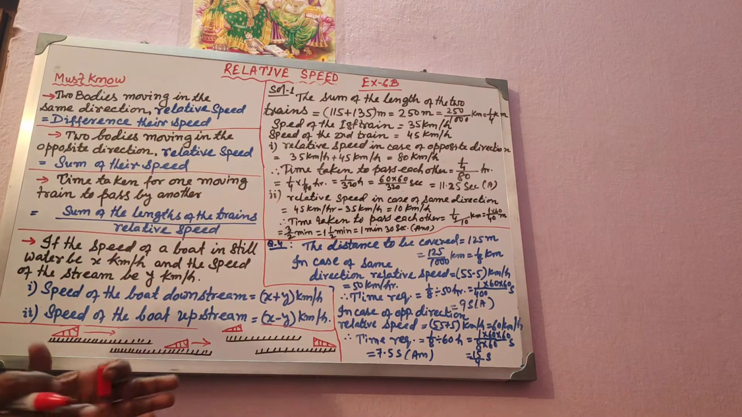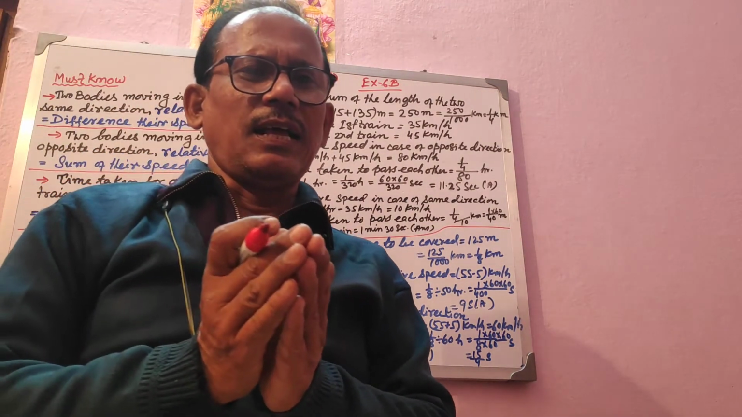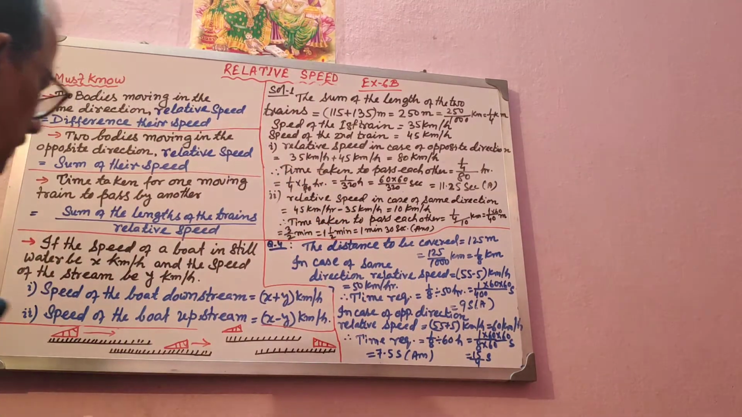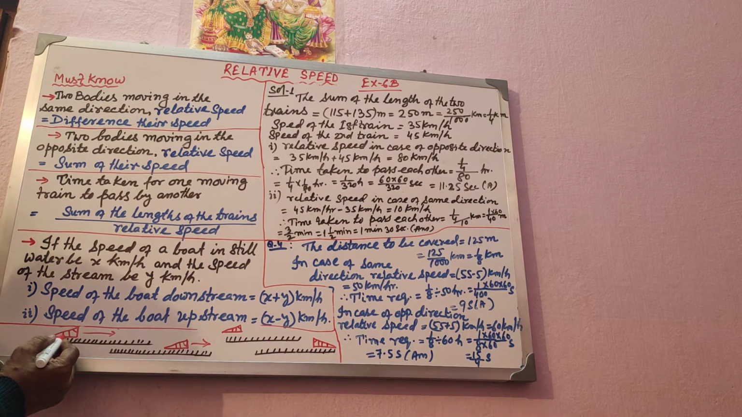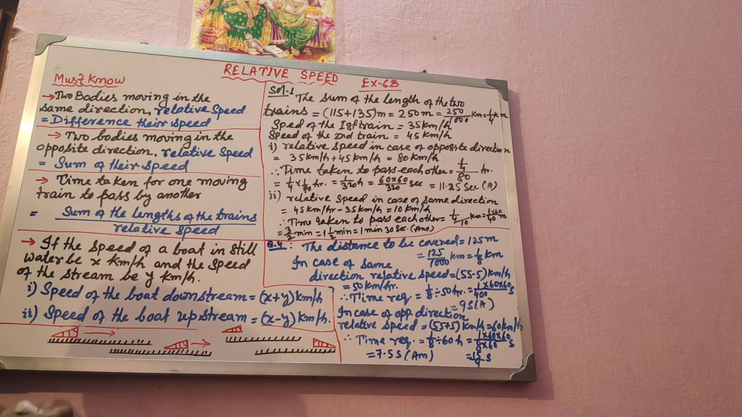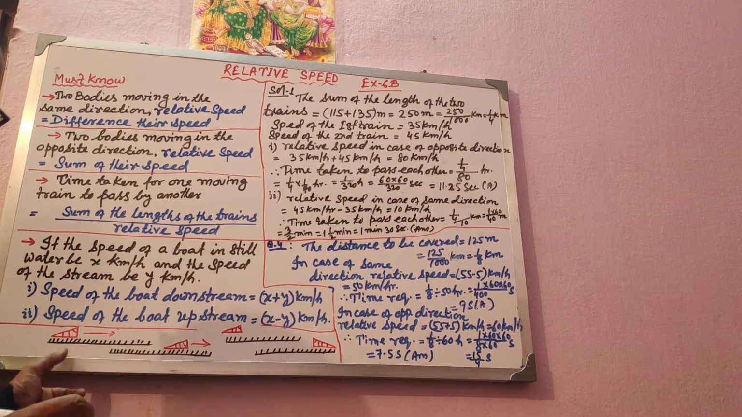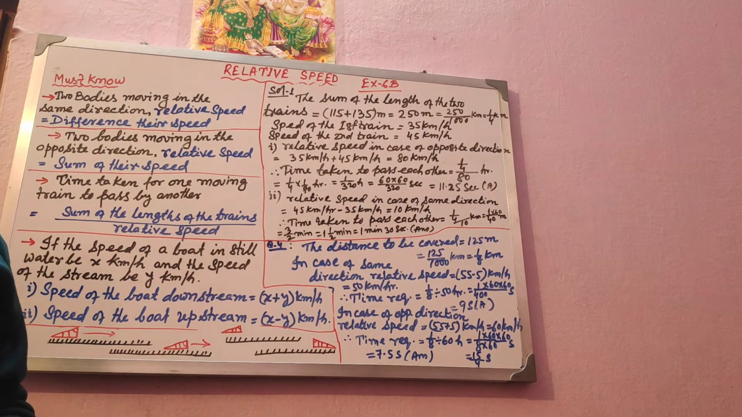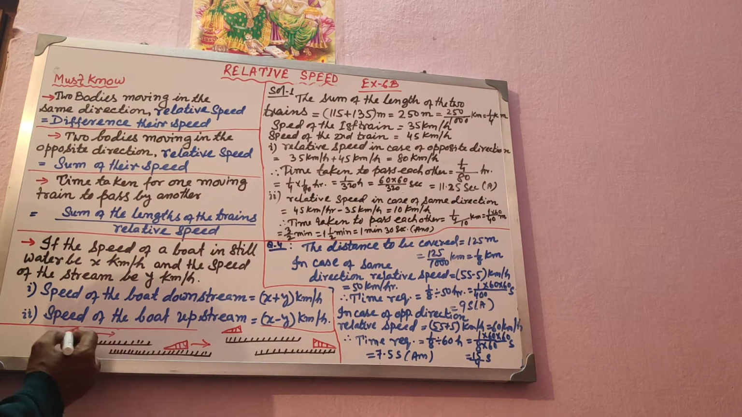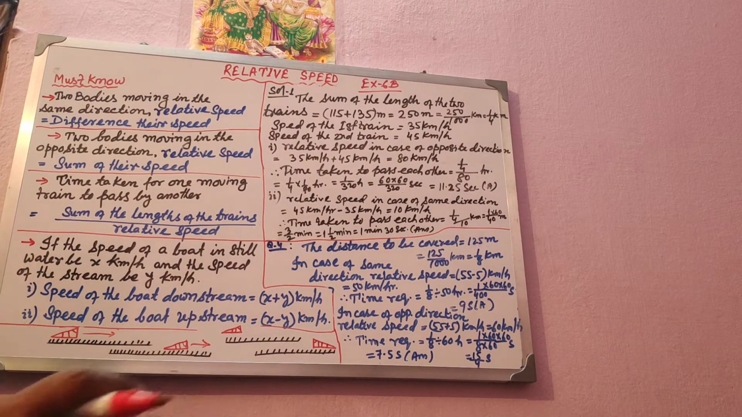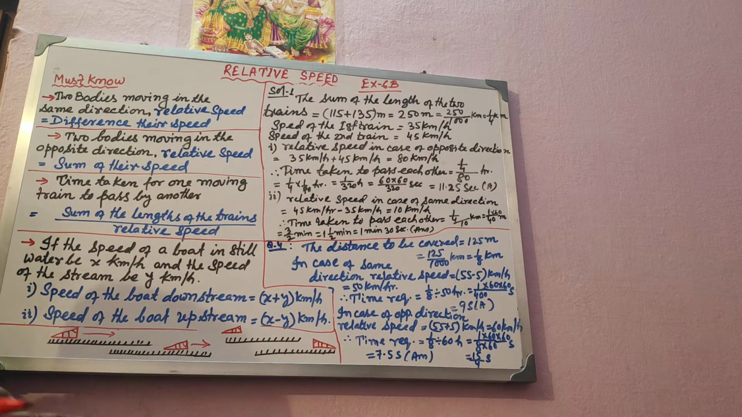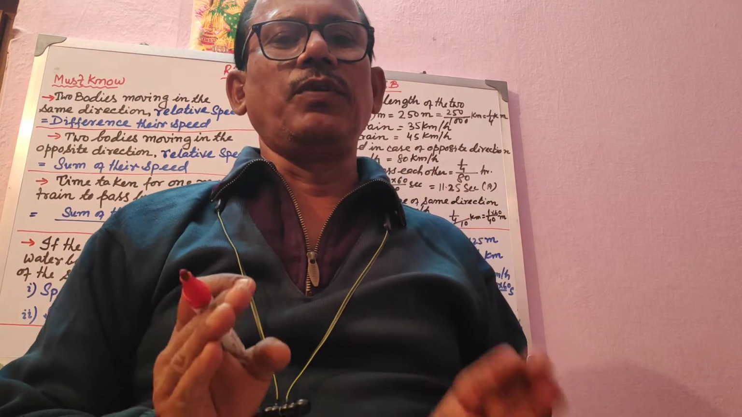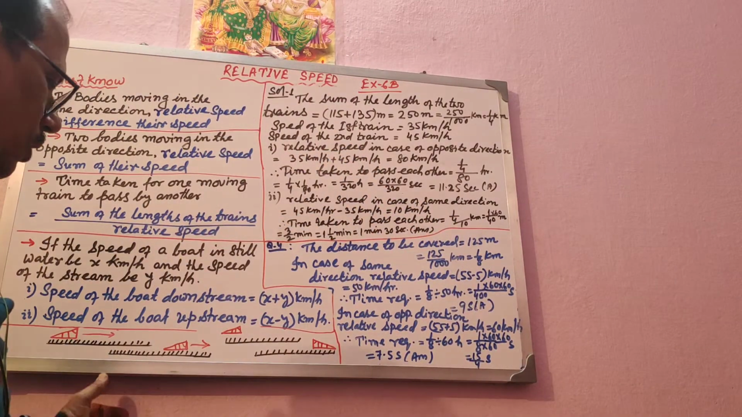That time the relative speed will be the difference of the speeds. If this one has its speed retarded, the speed will be less. If the speed of the first train is 50 km per hour and the speed of the second train is 30 km per hour, then definitely this difference will be their relative speed. That means when two bodies are moving in the same direction, relative speed will be the difference of their speeds. I hope you have got it.